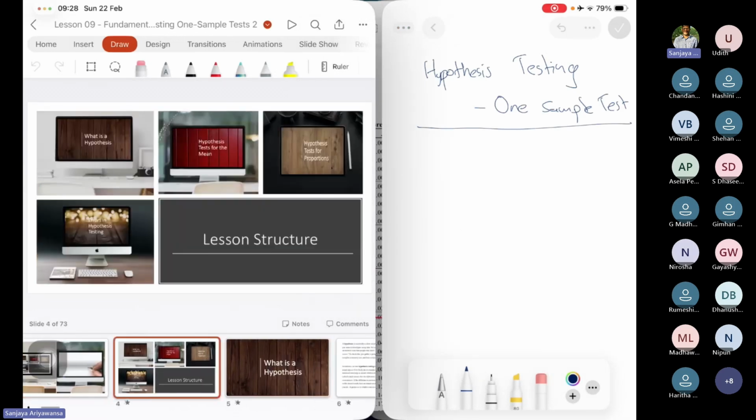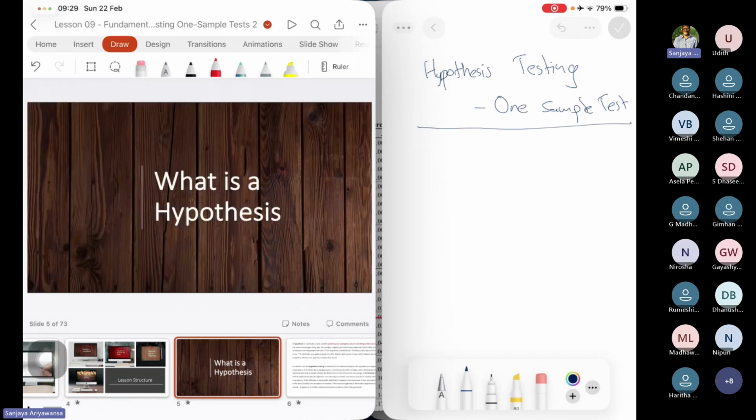So here we'll first look at the one sample test scenario. We'll be looking at what is a hypothesis. That's the first thing that we'll look at. Then very briefly, we'll look at types of errors in hypothesis. There are two errors, type 1 and type 2. And the hypothesis tests that we're going to do are for mean and for proportions, same as for confidence intervals.